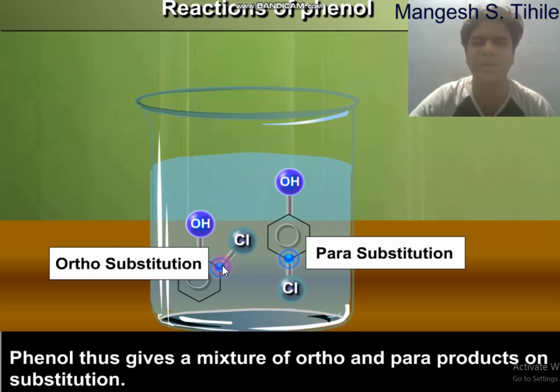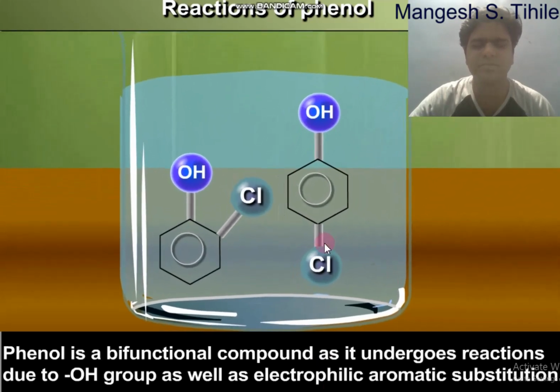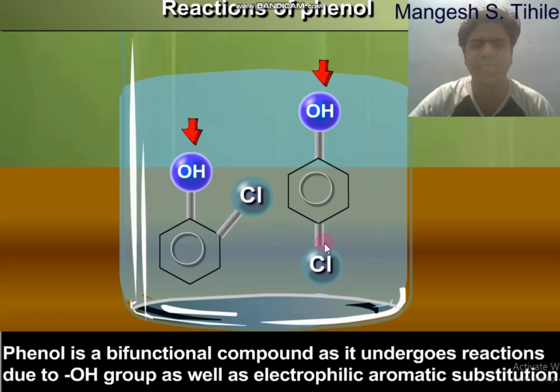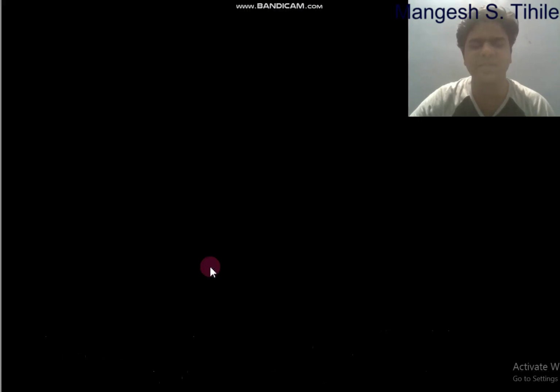Now why on ortho and para positions? Because on the ortho and para positions the electron density increases. Why does the electron density increase there? Because the hydroxy group, especially the oxygen, has a lone pair of electrons, and it donates its lone pair to the benzene ring. Now why does it donate its electrons to the benzene ring? Let's see. So the hydroxy group is an ortho-para directing group. Here you can see easily.